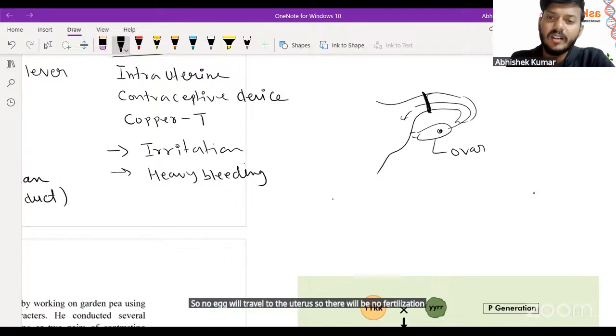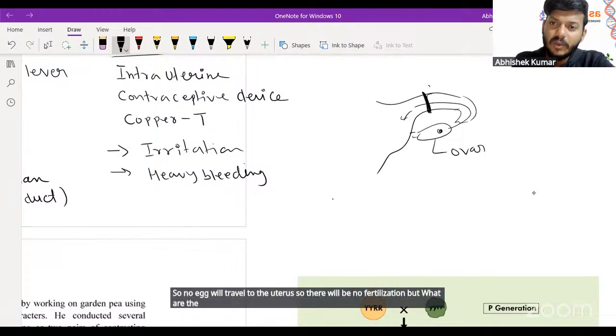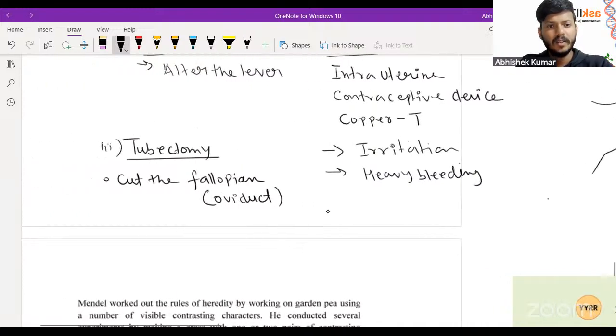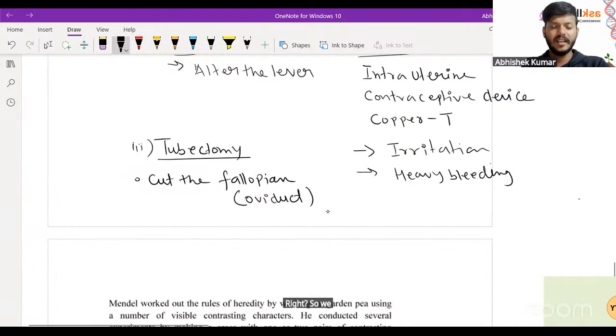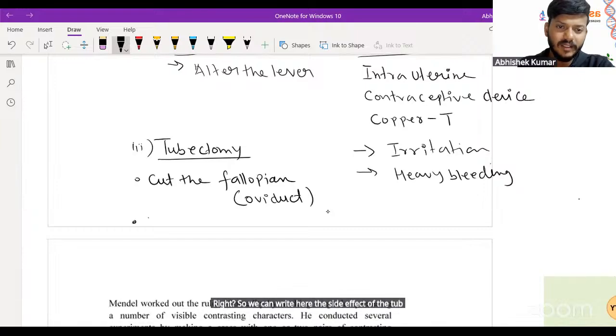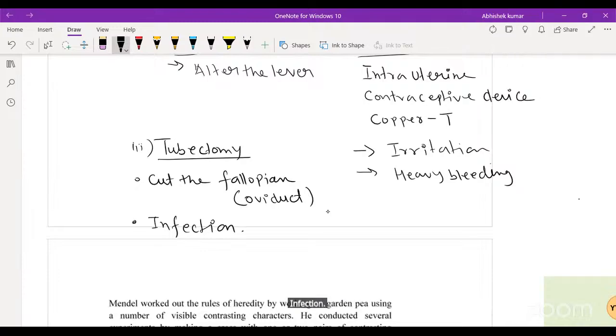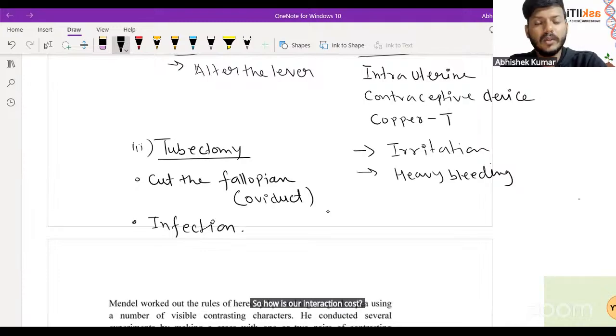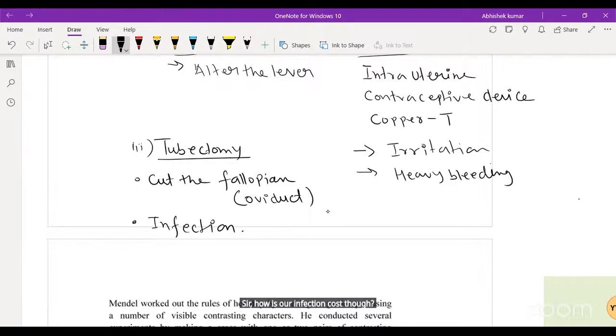But what are the side effects? During surgery, there are chances of infection, right? So we can write here the side effect of the tubectomy: infection. Sorry, can you repeat, please? So how is that infection caused though? Yeah, how does it happen?